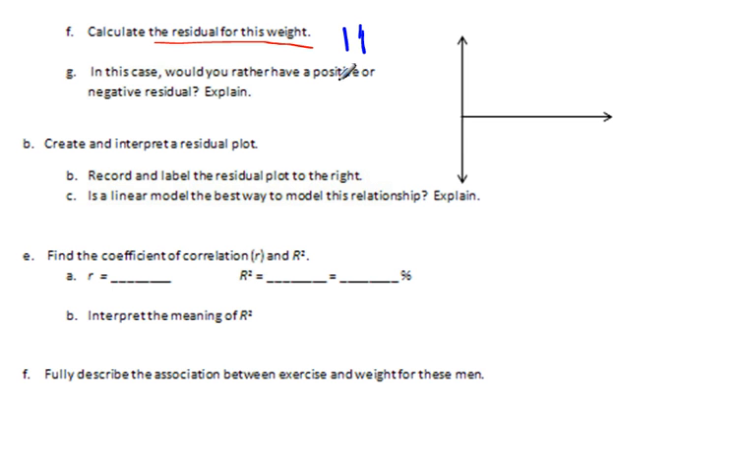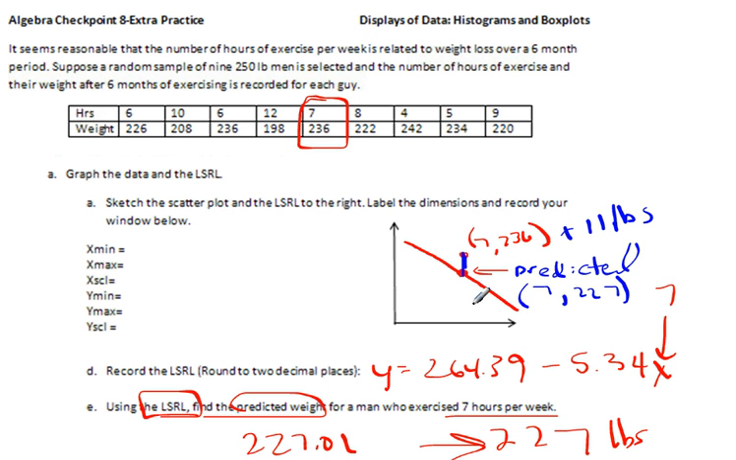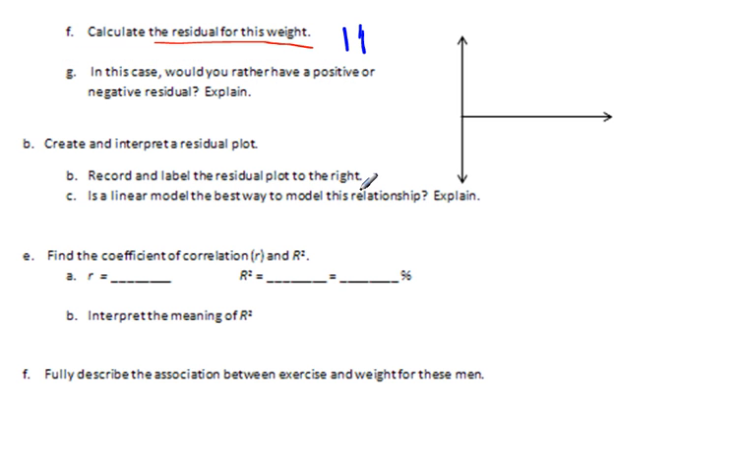And would you rather have a positive or negative residual? In this case, you'd rather have a negative residual because you'd rather weigh less if you're trying to lose weight, weigh less than you are predicted to have lost after working out so many hours per week. So I'd rather be, I don't know, 215 than 236 based on that. So you want negative in this case, and then make sure you explain.